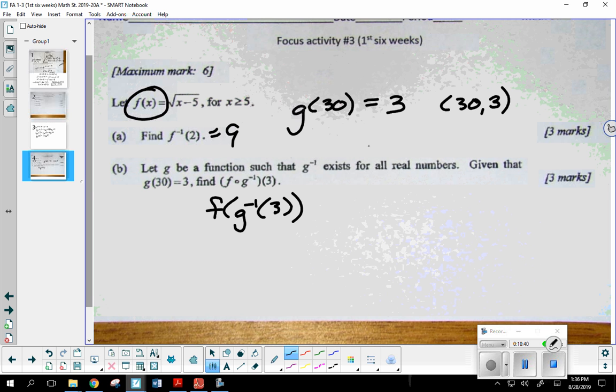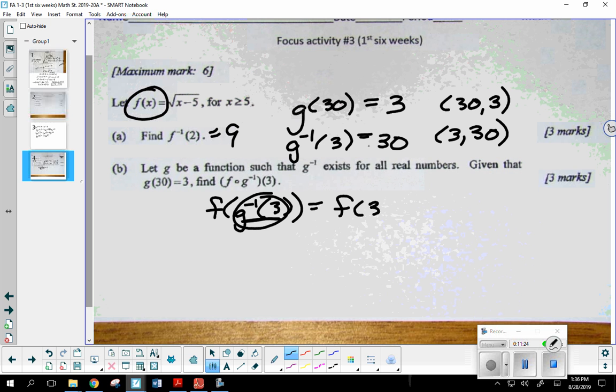Okay, so if I'm thinking about G inverse, do I have a point I could switch around? Yeah. What would be the input for G inverse? 3, and it should give me 30. Because this point on the inverse should simply switch. Is everybody okay with that? Any questions? Well, now that we know that, what's G inverse of 3? 30. So I'm going to replace this with 30.